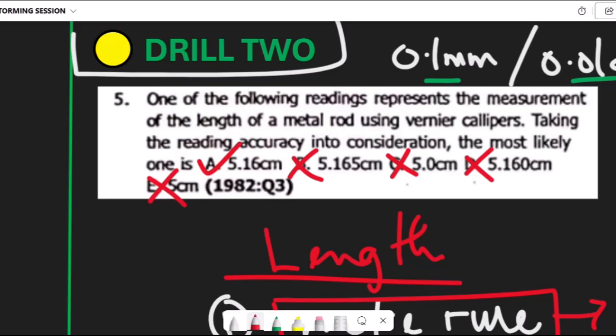As you can see, why is A the right answer? Because if you look at our centimeter at this side, we only have 1, 2, and our option also has 2 decimal place. That's why it's the right answer. So option A stands as the right answer.